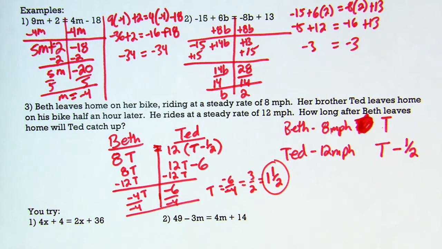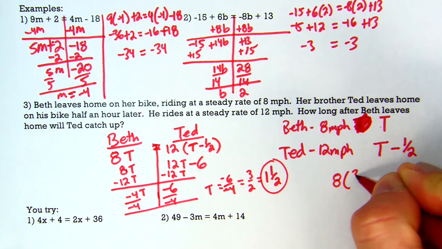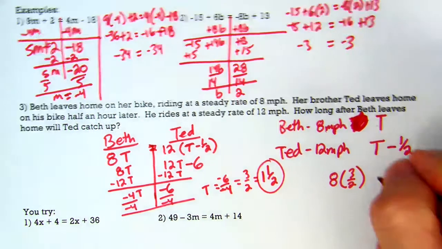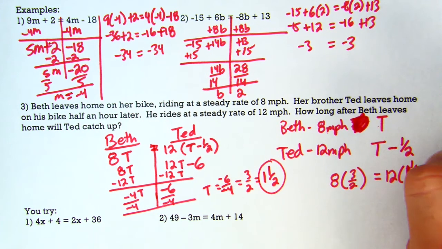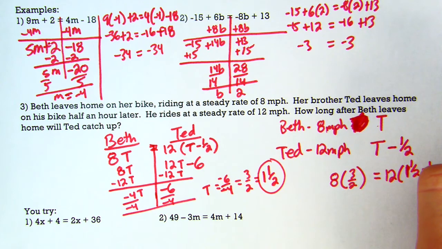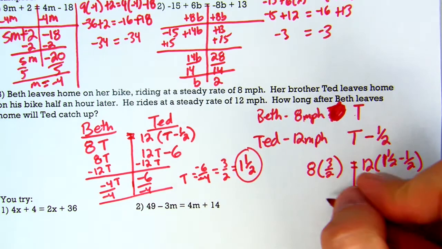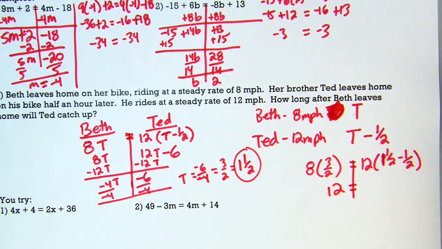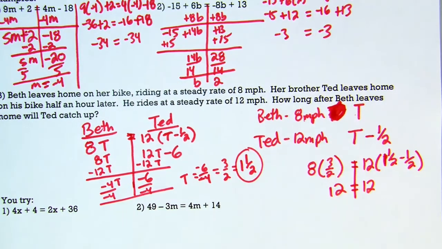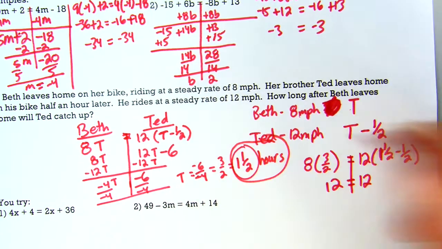Now I can check to see if this works by plugging it into my equation here. So I'm going to go ahead and do 8t, so 8 times, we'll do 3 over 2 because it's going to be easier to work with, is equal to 12 times, and we can do 1.5 with this, minus half. 8 times 3 is 24. Divided by 2 is 12. Then I have inside the parentheses here 1.5 minus a half is 1. 1 times 12 is 12. 12 equals 12. So it takes Beth 1.5 hours before she's caught by Ted.